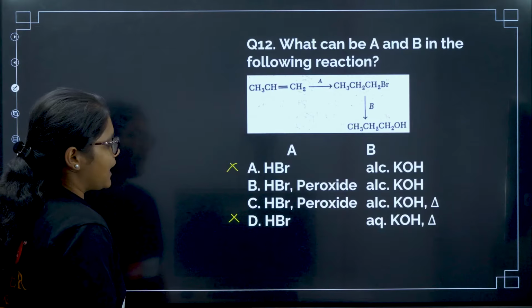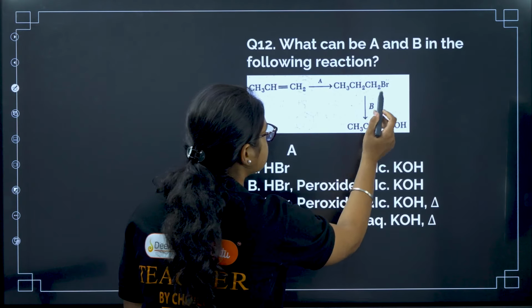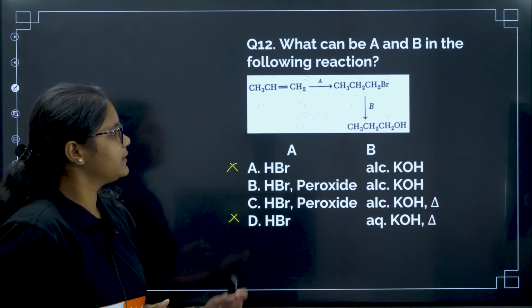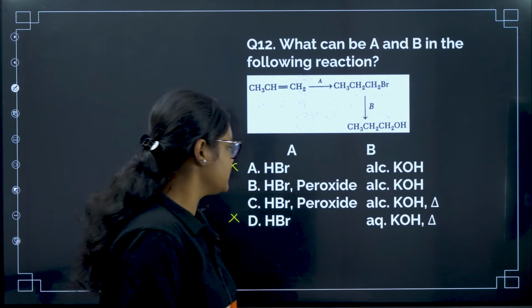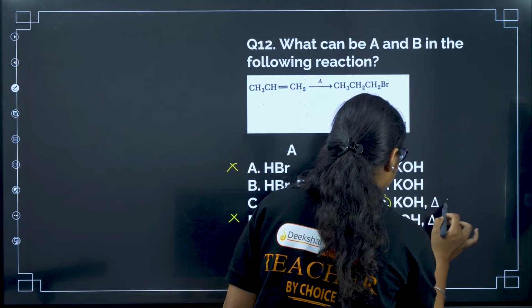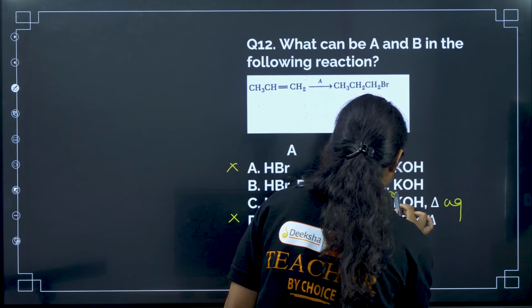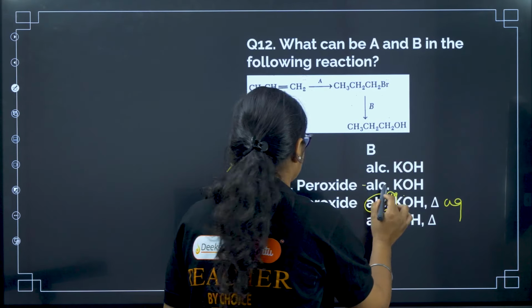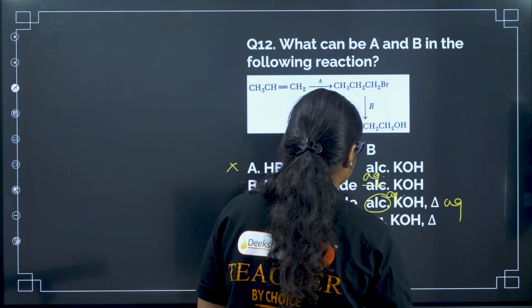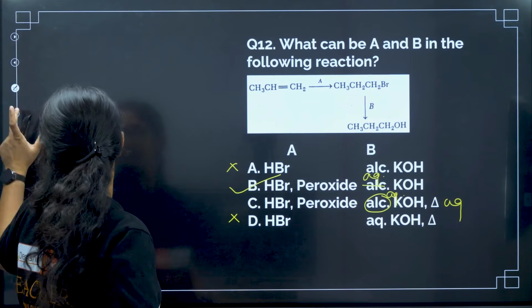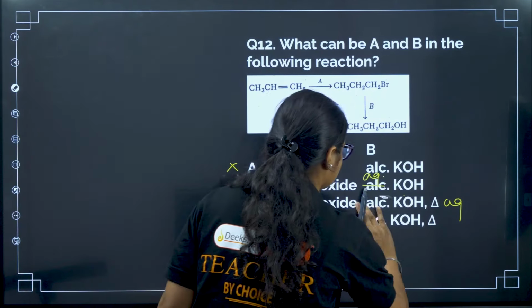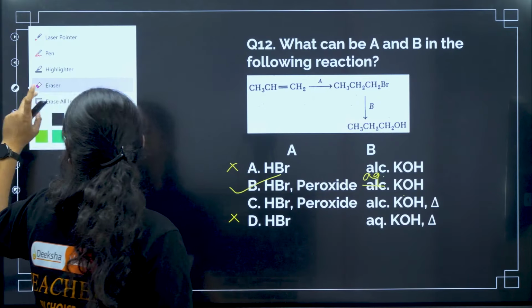Then this one is just the replacement. What we have done here is Br is changing to OH, that is a substitution reaction. So here we need aqueous KOH. This option, please change it. This is aqueous KOH. So we just need aqueous KOH here. So the correct answer for this question will be option number B. We have to change this option here, that is aqueous KOH.